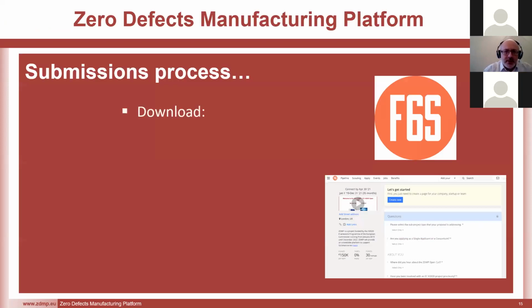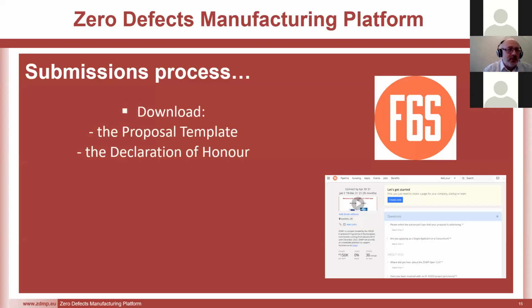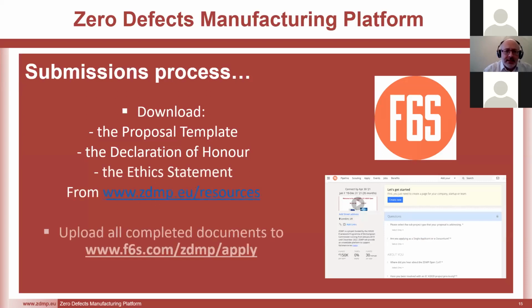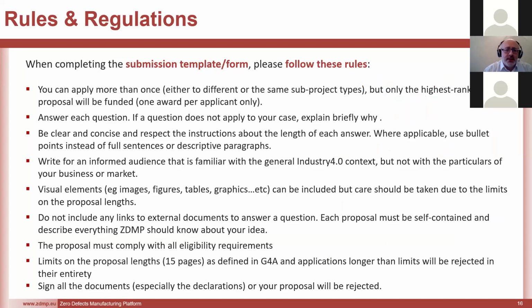The submission process is through a website called F6S. Most of you should be familiar with that. And you will have to download the proposal template, the declaration of honor, and the ethics statement from the website at zdmp.eu resources. And then you have to upload the completed documents to f6s.com ZDMP apply. It is a straightforward website, pretty easy to use, but if you encounter any problem, drop us an email and we will be happy to support you.